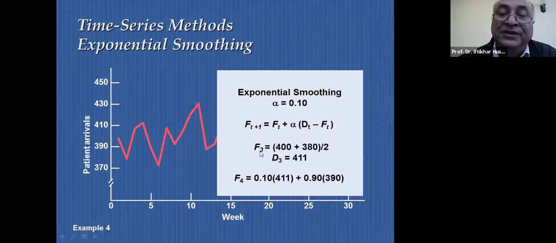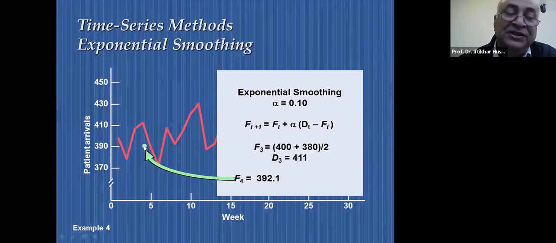To forecast for period 3, because we don't have the forecast value initially for any period, we just take the sum of the first 2 weeks, 400 plus 380, and divide that by 2. So we get the next value, which is D3. So the forecast amount over here is equal to the actual demand. And then forecast for period 4 with alpha value 0.1. Using this equation, we can forecast for week 4, which is 392.